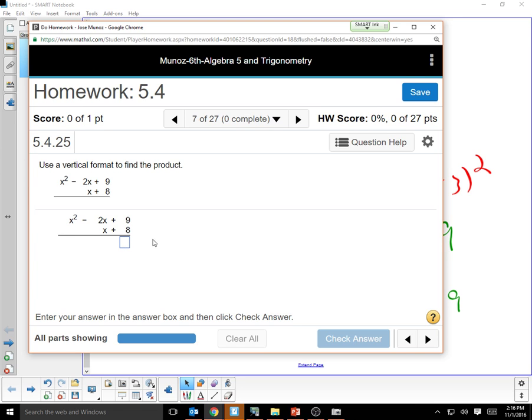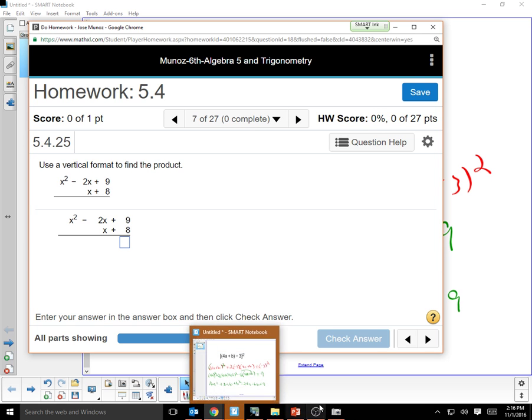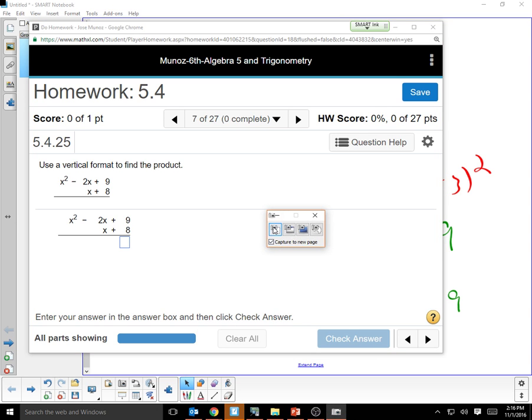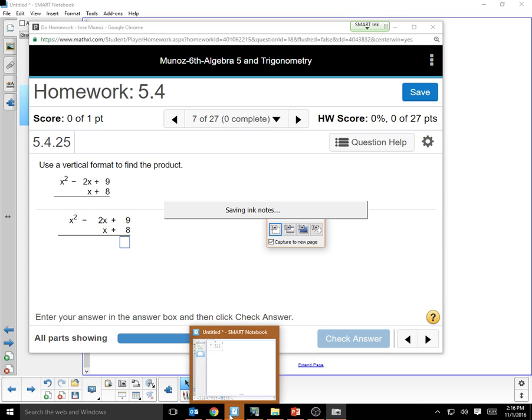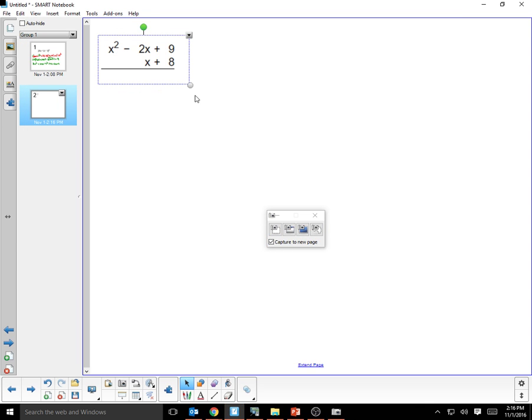Oh, it's to find the product. So, let me copy that over. Did I close the little, there it is. Snapshot.